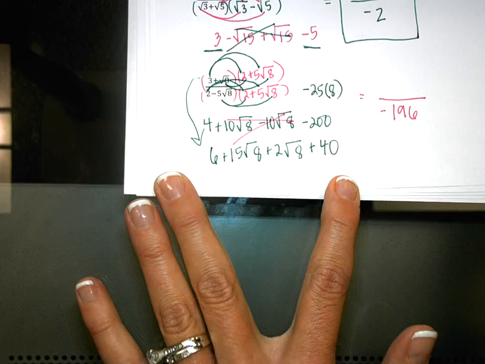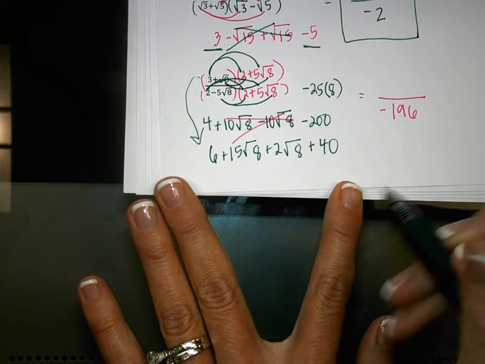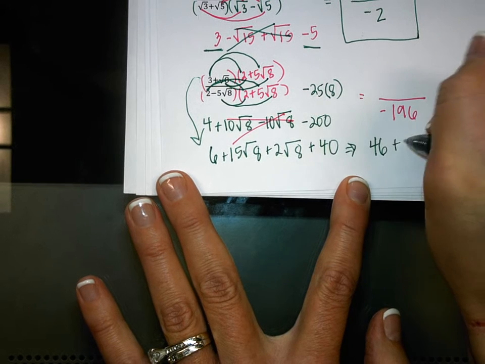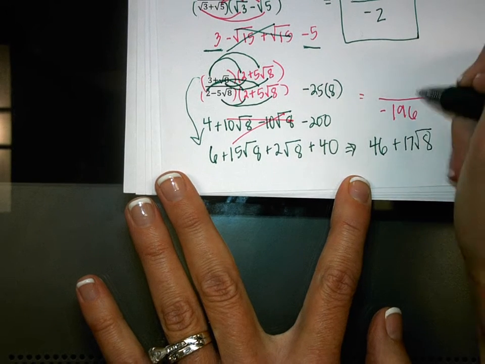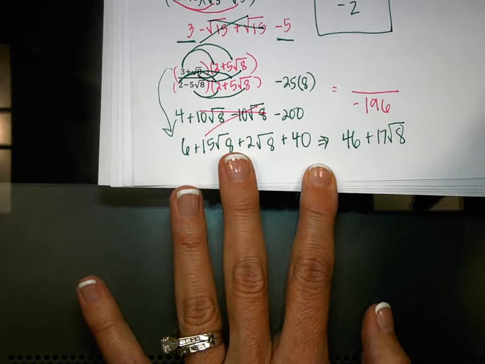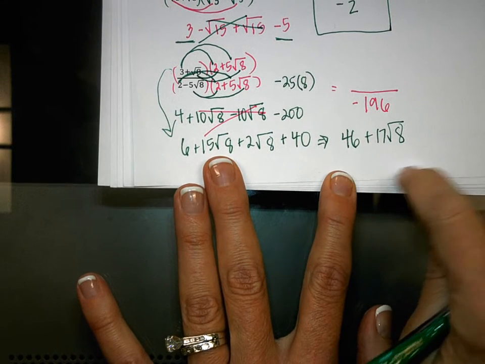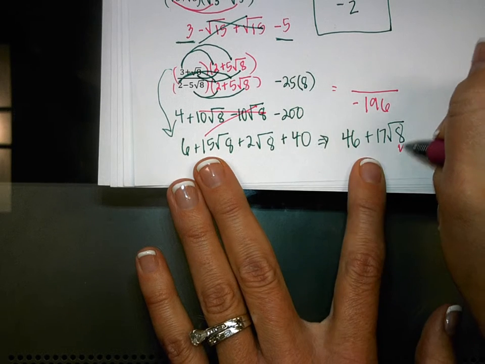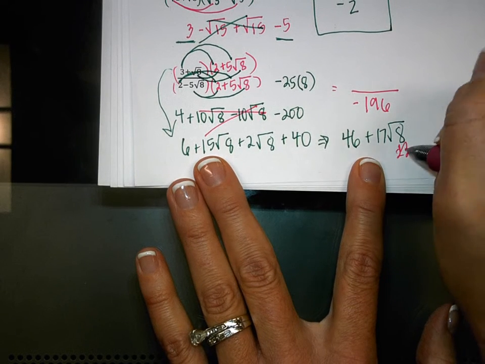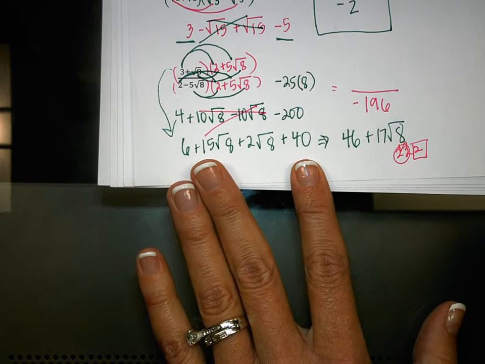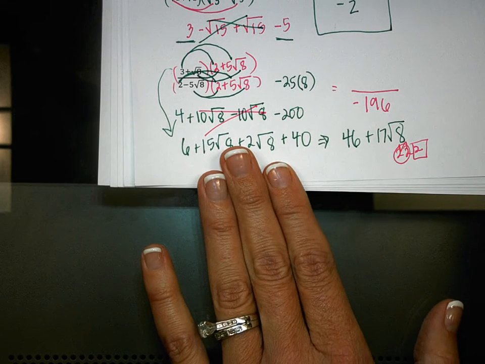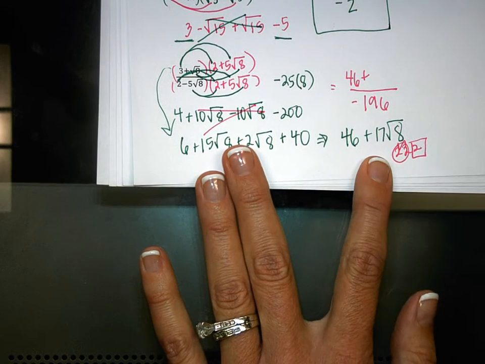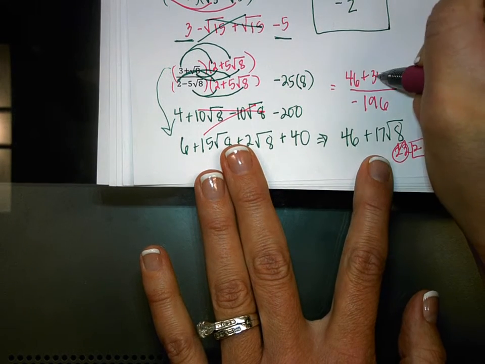When I combine my like terms there, what do I get? 46 plus 17 root 8. Now, before I write it up here, do you notice anything that could be simplified here? The root 8 can still be simplified, so you need to simplify it. What does 8 break down to be? 2, 2, and 2. So I have a pair of 2s and a 2 left over. So that means I have 46 plus, and what's 17 times 2? 34 root 2.